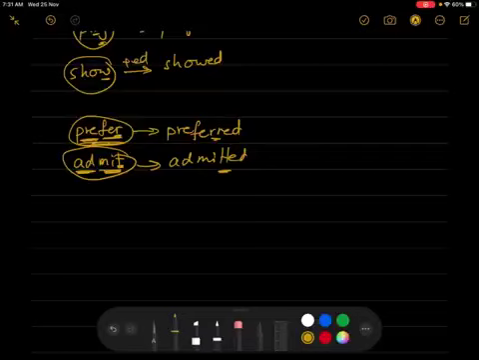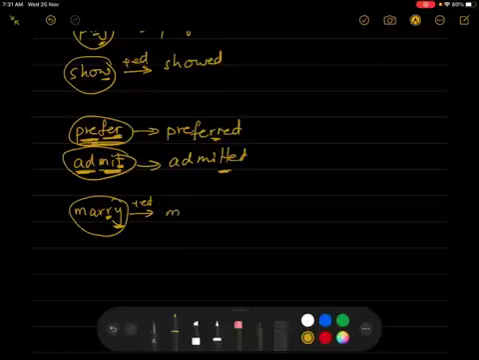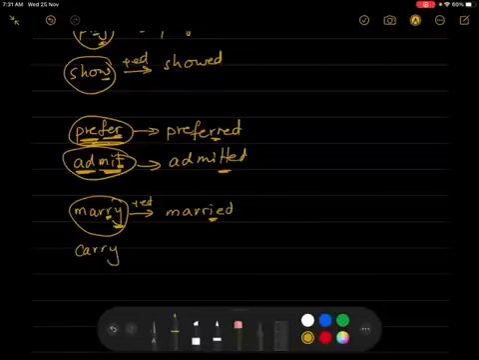What about if the verb ends in Y, but the Y is preceded by a consonant, like marry? The verb here has the Y preceded by R. So when we add the ed, the Y is transferred into IED. The Y is flipped into I, and we add the ed, married. Okay, like carry.